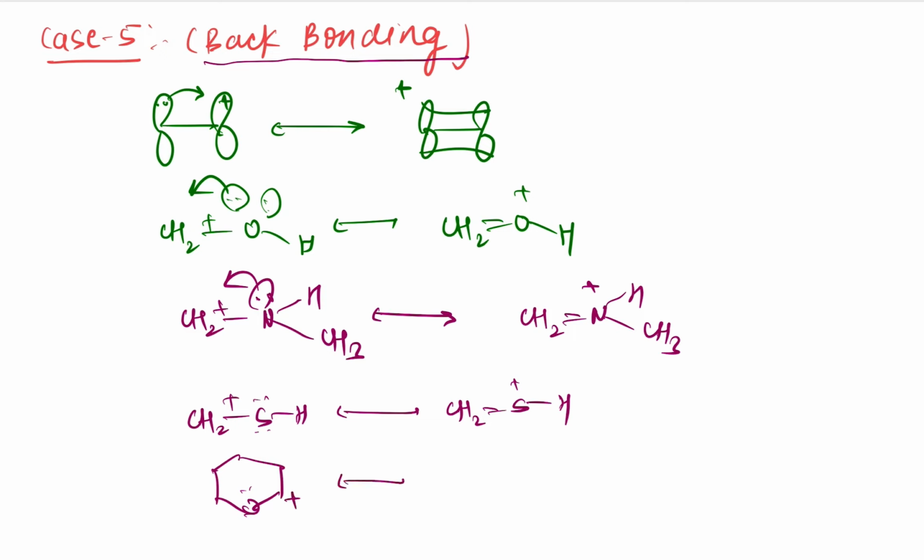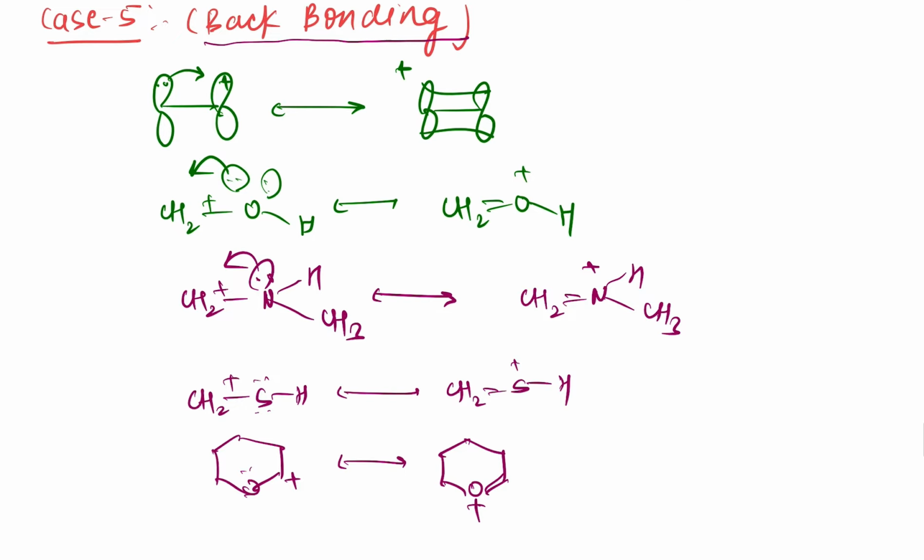And then there is a lone pair and there is a positive charge. So when this gives the electron pair, then there is a positive charge. Now we have CH2 positive, then F, which has a lone pair. F will give its lone pair and it will form CH2 double bond F positive.